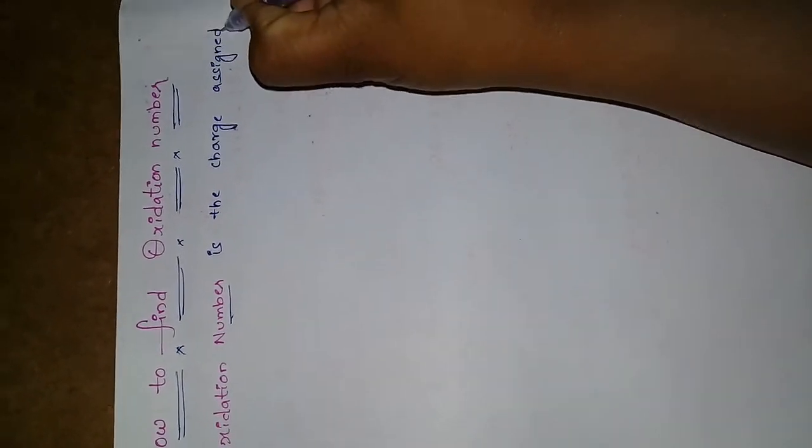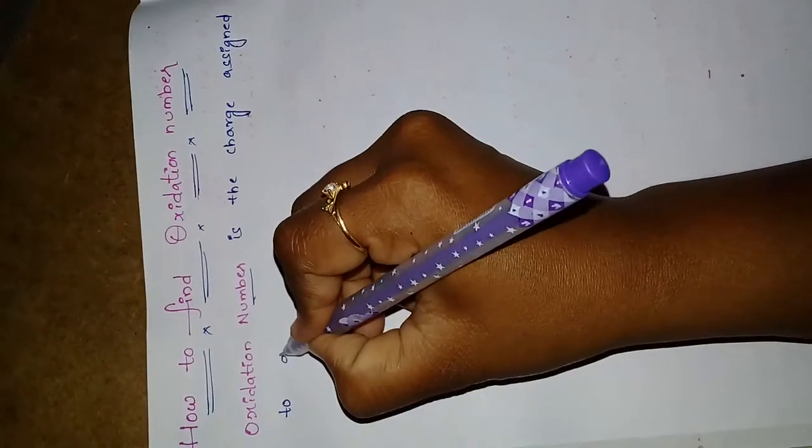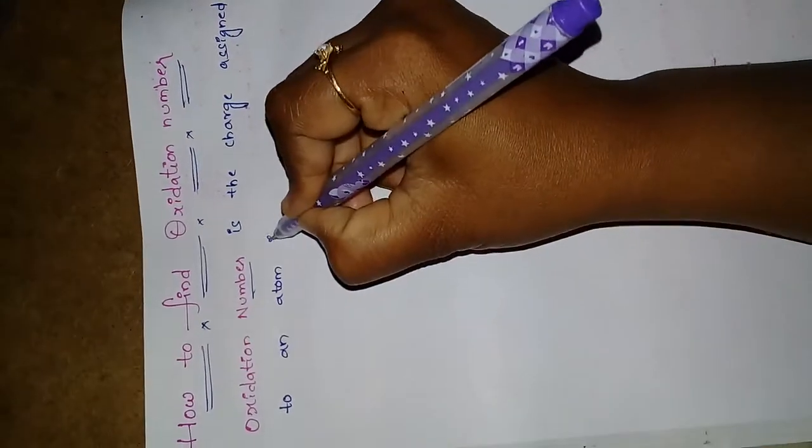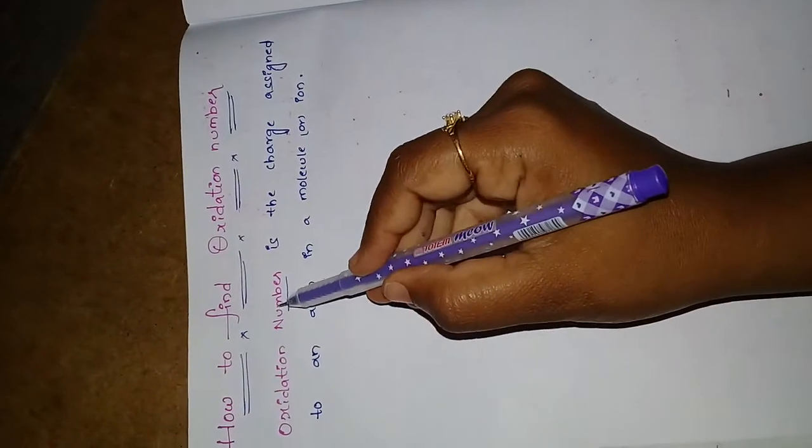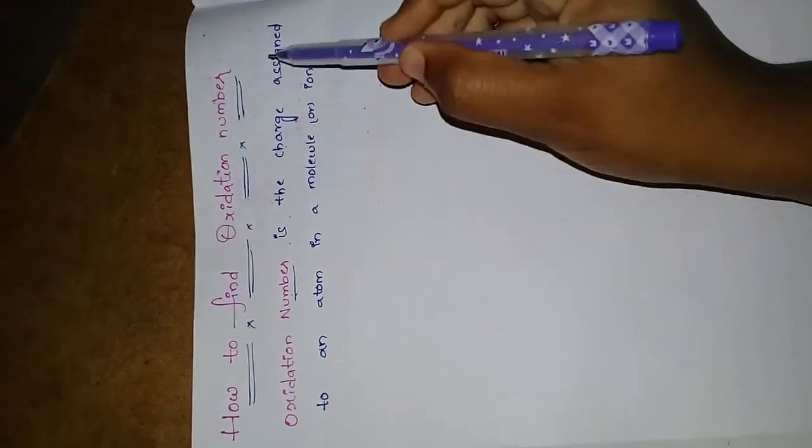Hi friends, in this video I am going to explain how to find oxidation number. First we want to know what is oxidation number. Oxidation number is the charge assigned to an atom in a molecule or ion.